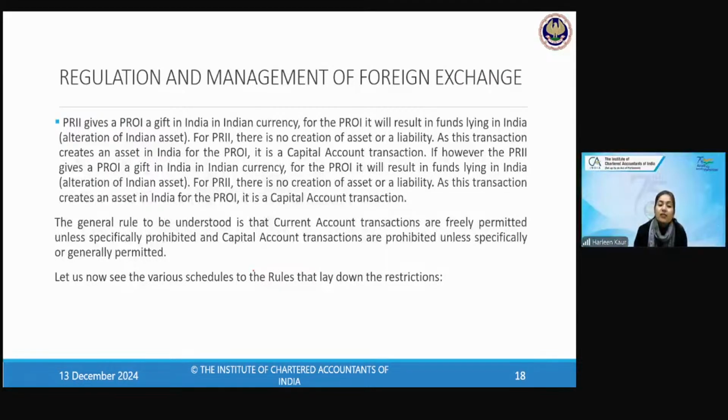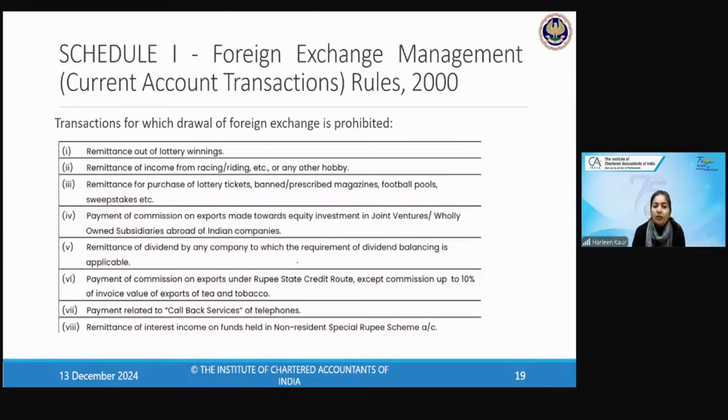Current account transactions are freely permissible unless prohibited, and capital account transactions are prohibited unless they are generally permitted. So you cannot do any kind of capital transactions unless they are permitted, while current account transactions you can otherwise do, but there are certain transactions which are restricted. That is why, children, 3 different schedules have been made for understanding these different kinds of transactions. So let us begin understanding with schedule number 1.